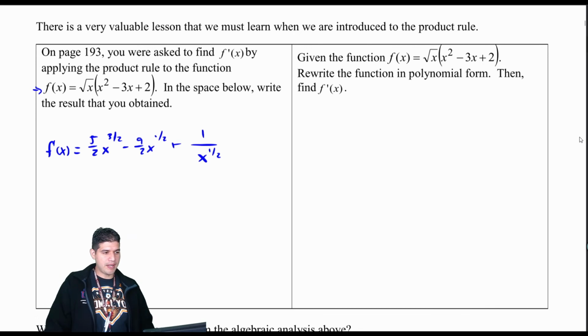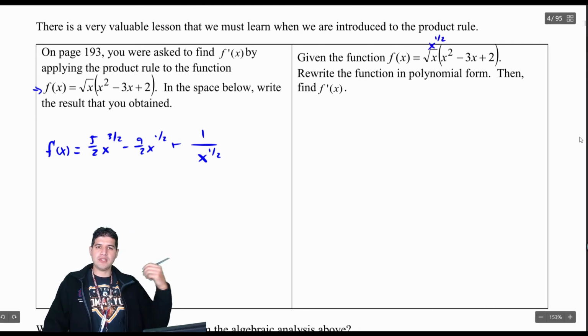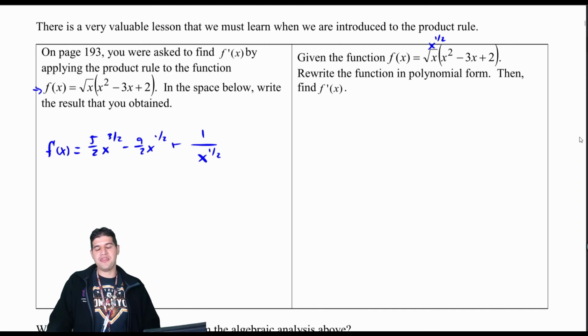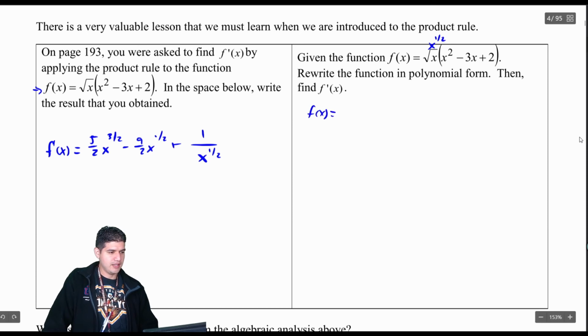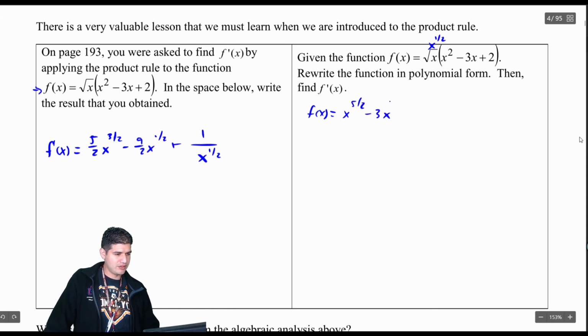So what I want to think about here is what would happen if we were to distribute at the beginning and then find the derivative. If I were to distribute at the beginning, I would get x to the 5 halves minus 3x to the 3 halves plus 2x to the 1 half.